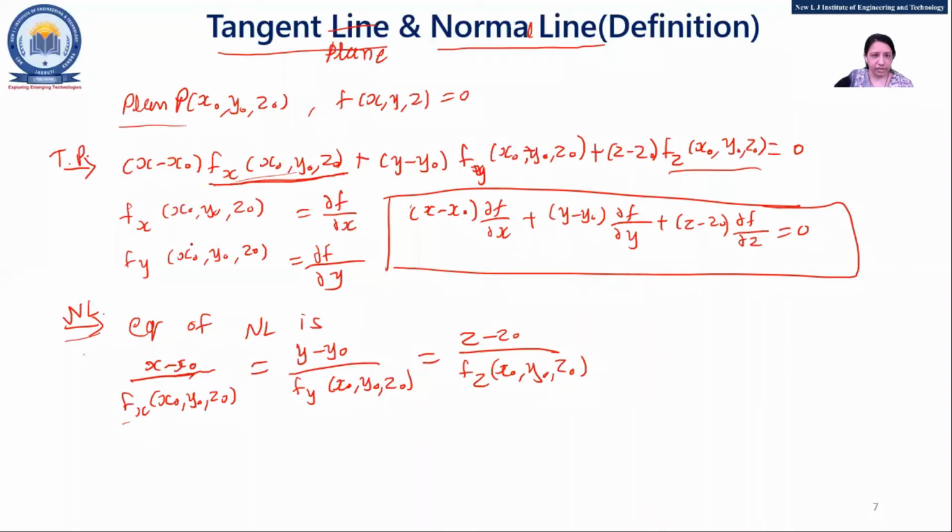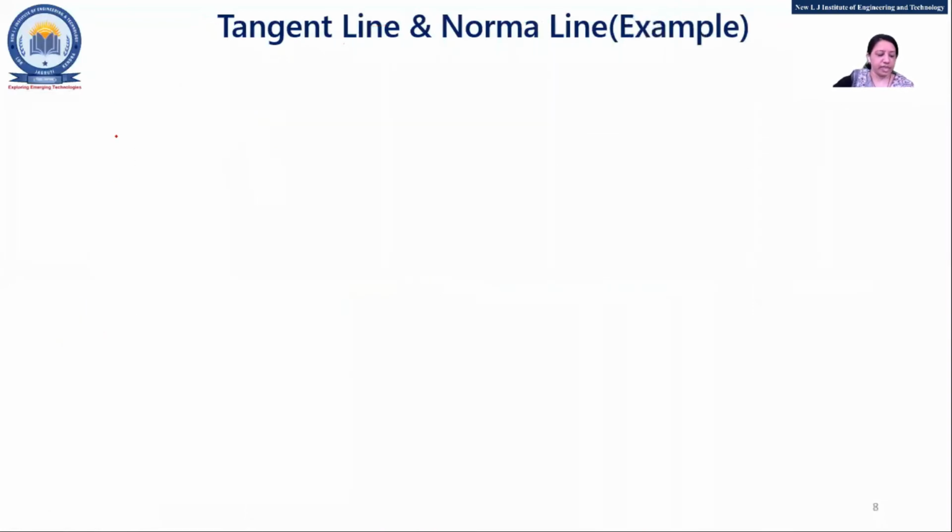One function is given, one point is given. In this type of example, one function is given, one point is given, right? And you need to find out the tangent plane and normal line. So we'll see one example for that. Find the equation of tangent plane and normal line to the surface.